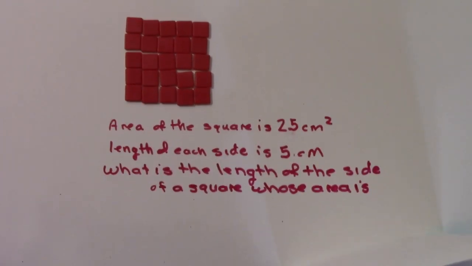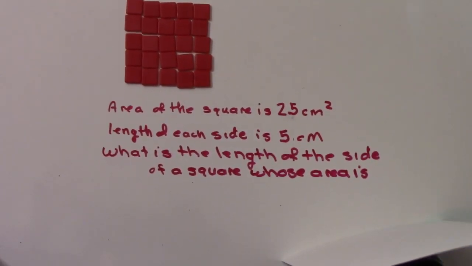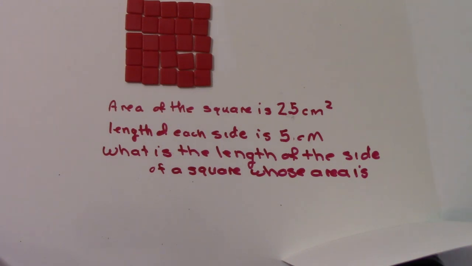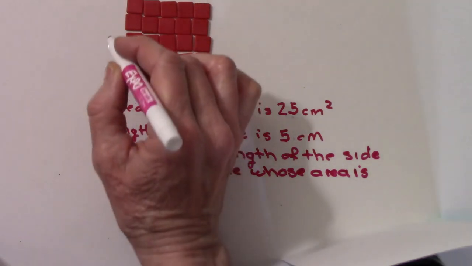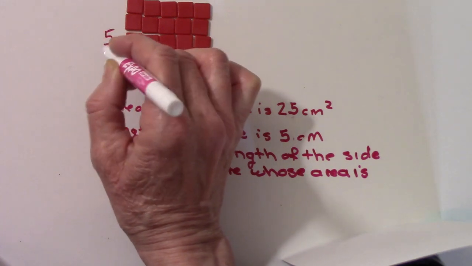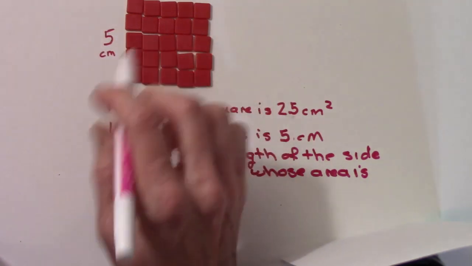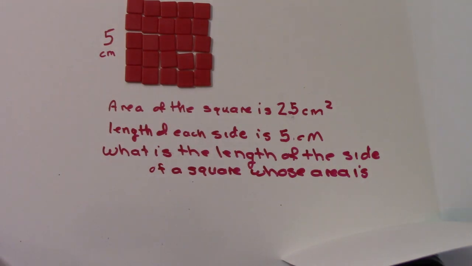Okay, let us look at this example where we can see that the length of the side of the square is 5 and the area is 25 centimeters squared. So each length is 5 centimeters, and the total area is 25 centimeters squared. So the question is, what is the length of the side of the square whose area is 25 centimeters squared? Well, the answer is going to be 5.